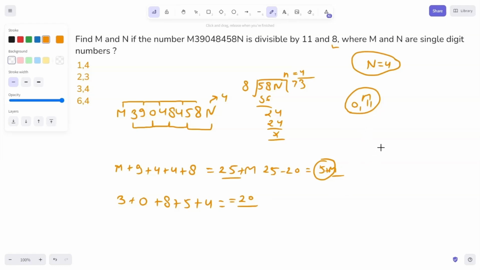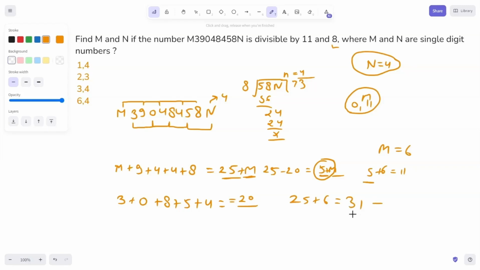If I put the value of m as 6, then 5 plus 6 is 11. Here, if we add 25 plus 6, it equals 31.